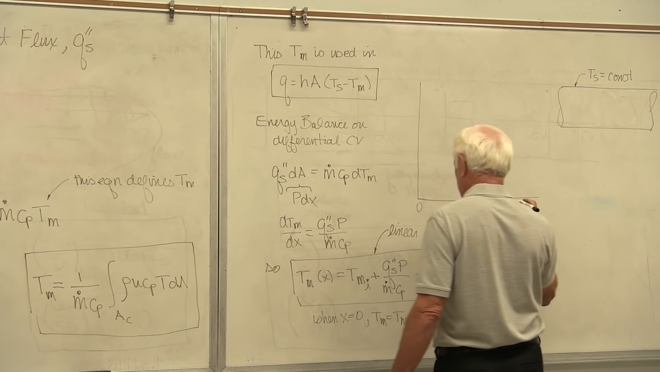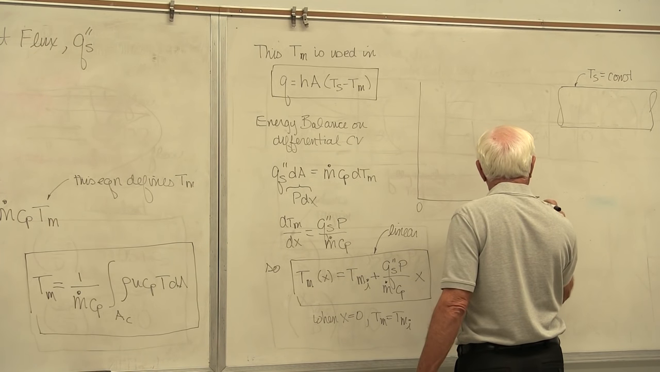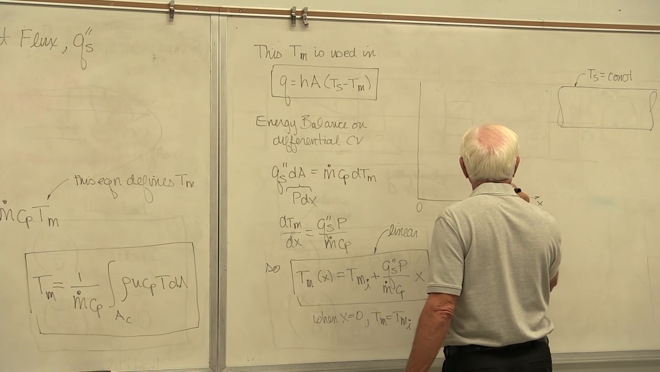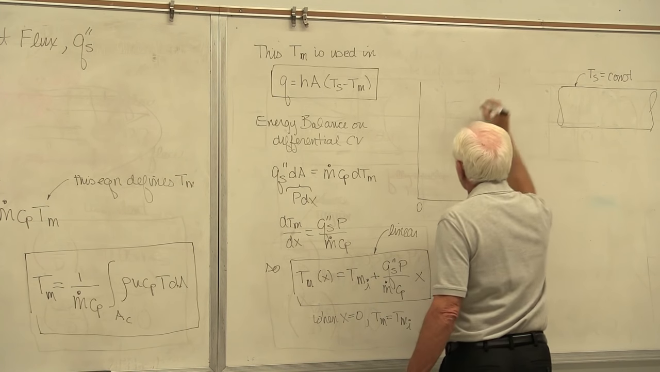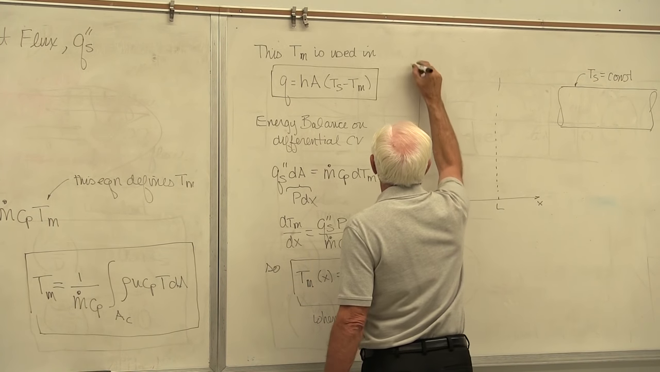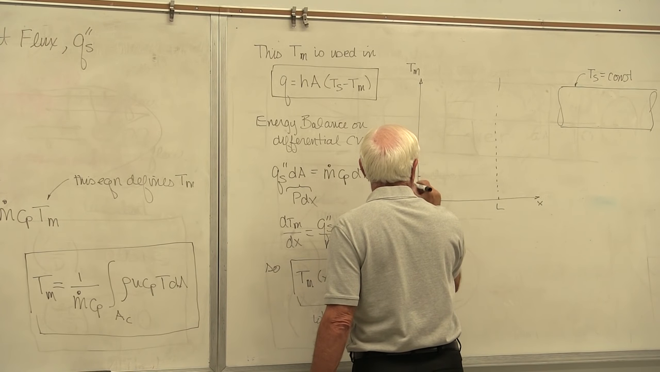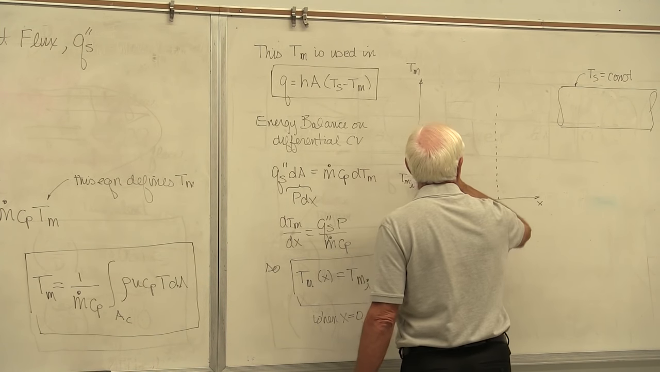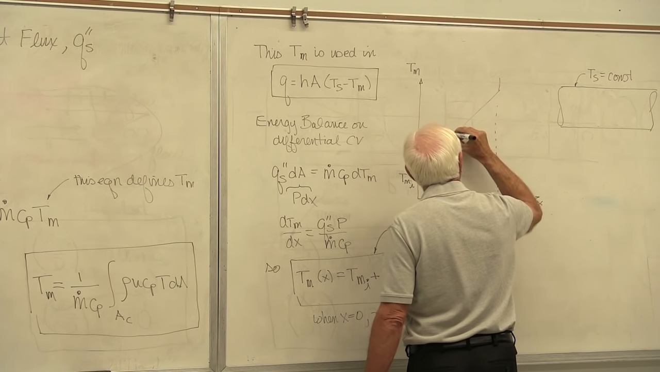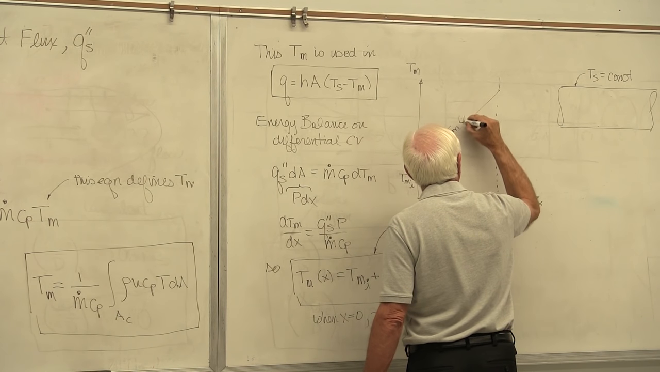here's 0. Here's x, and I'll just say this is the length of the plate, L. And this is the temperature of the fluid, T mean. It comes in at T mean in. It's linear with x, it's a straight line. So here's T mean as a function of x.